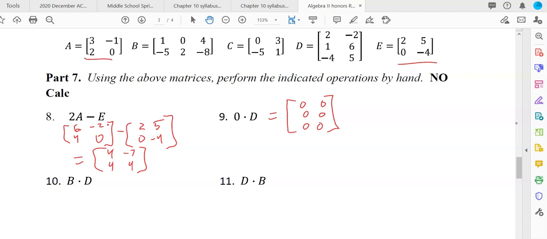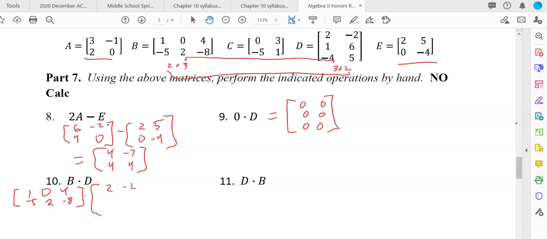Remember, these are matrices. Okay, so this one is going to be b times c. So this is a 2 by 3. This is a 3 by 2. So I multiply a 2 by 3 times a 3 by 2. Yes, because the inner dimensions are 3, you can. The answer is going to be a 2 by 2 matrix. So let me write it out so I can see it. 1, 0, 4, negative 5, 2, negative 8, times b, which is 2, negative 2, 1, 6, negative 4, 5.